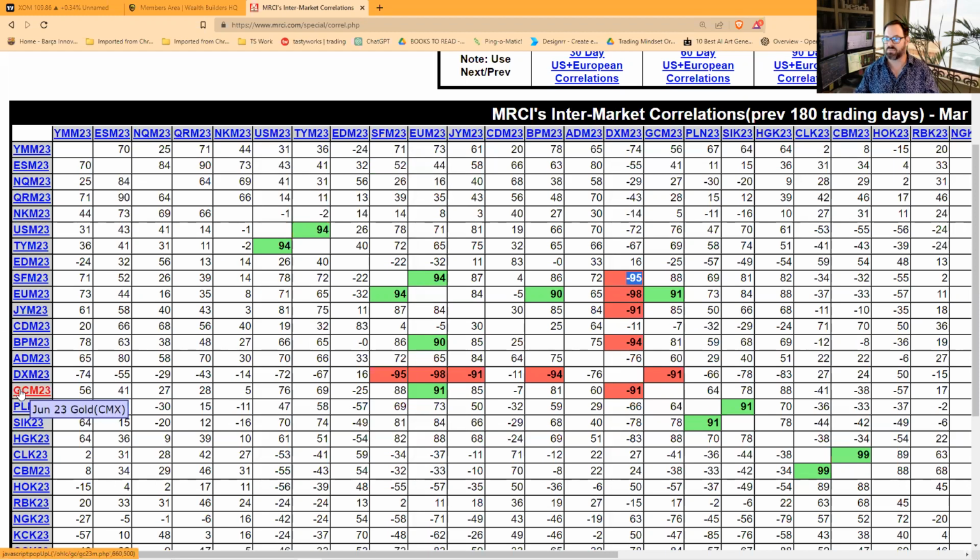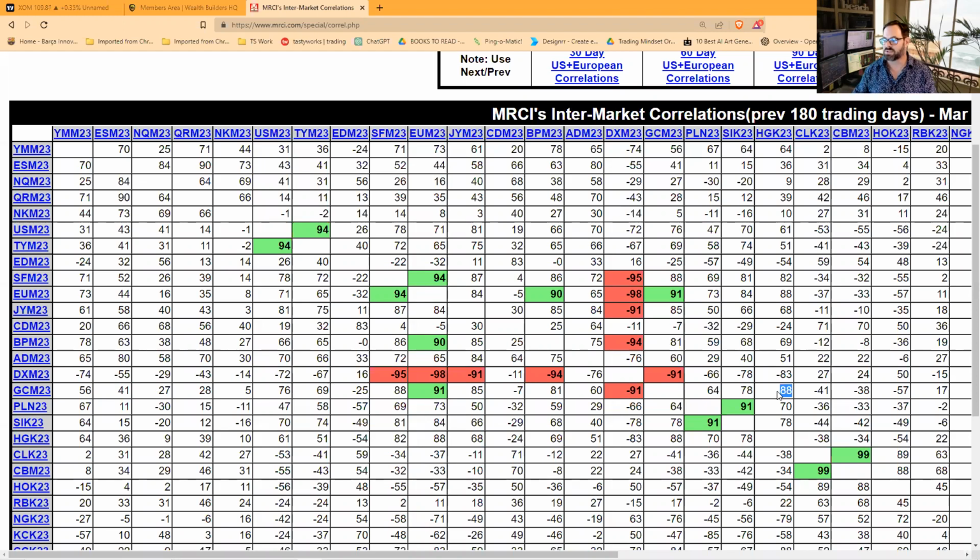So for instance, precious metals, we could take a look at gold versus other precious metals. So as I go across, there we are, went too far. We have platinum and silver. Well, platinum is only 64%, while silver is 78%, and copper is 88%. So we have gold and copper moving very well together currently.